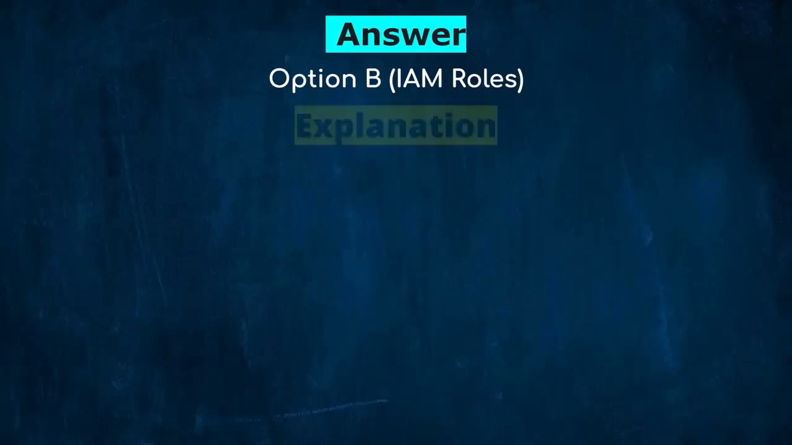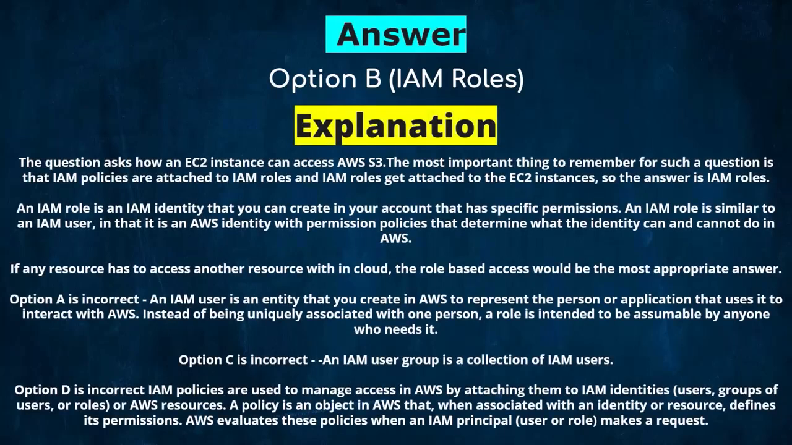IAM roles. Explanation. The question asks how an EC2 instance can access AWS S3. The most important thing to remember for such a question is that IAM policies are attached to IAM roles and IAM roles get attached to the EC2 instances. So the answer is IAM roles. An IAM role is an IAM identity that you can create in your account that has specific permissions. An IAM role is similar to an IAM user in that it is an AWS identity with permission policies that determine what the identity can and cannot do in AWS. If any resource has to access another resource within the cloud, the role-based access would be the most appropriate answer.